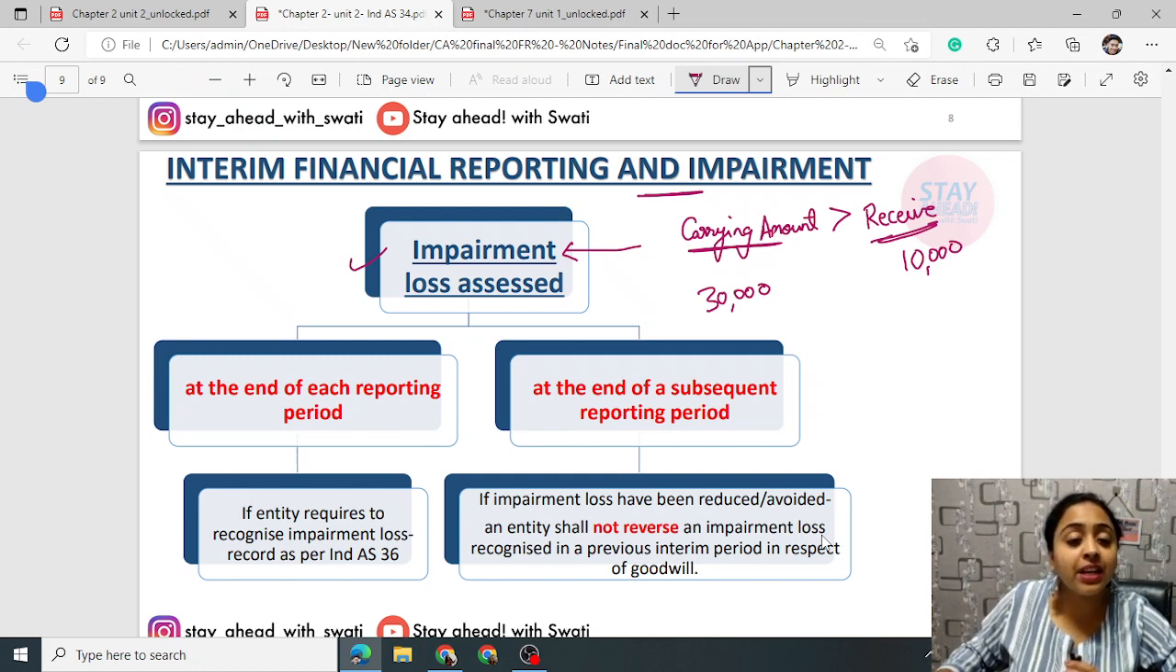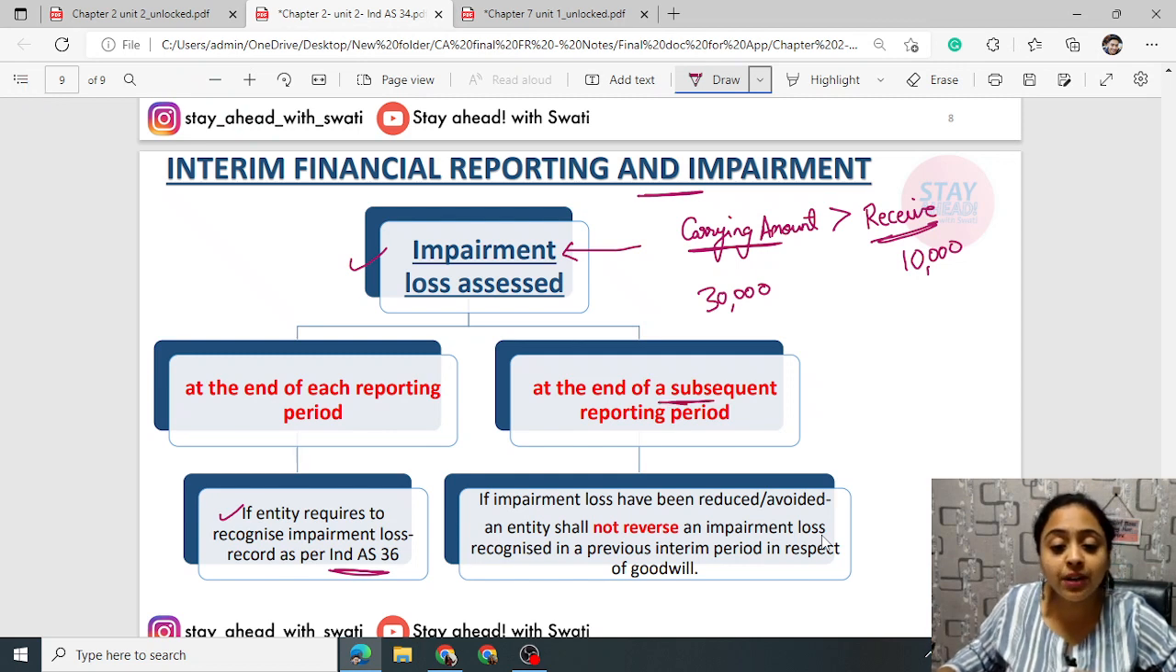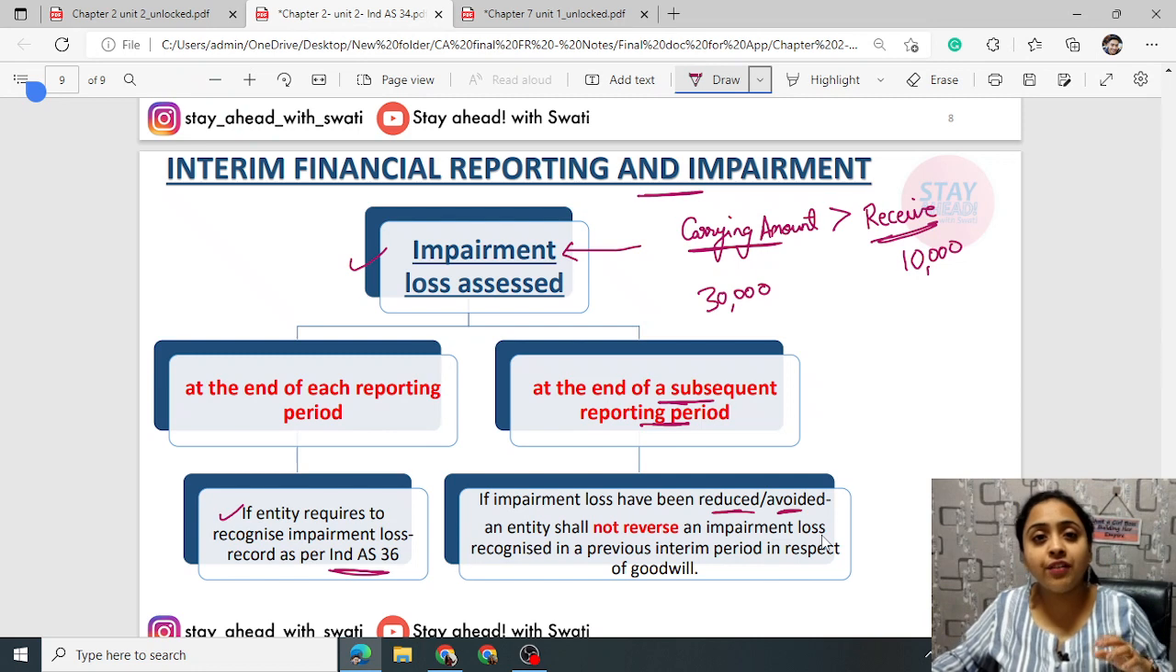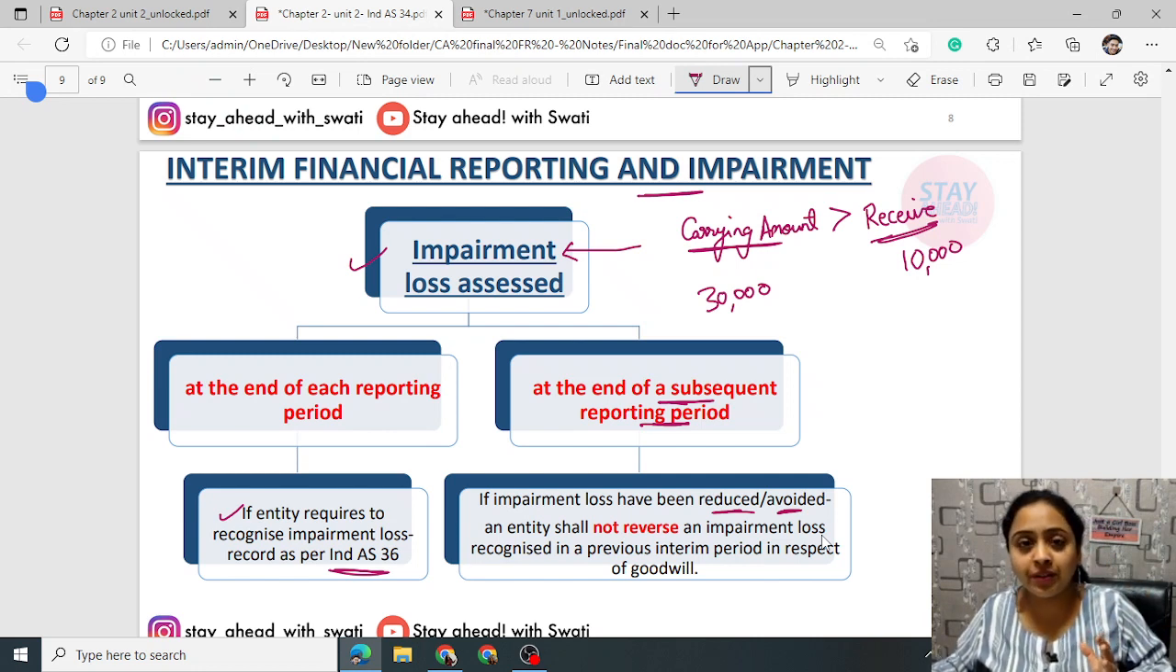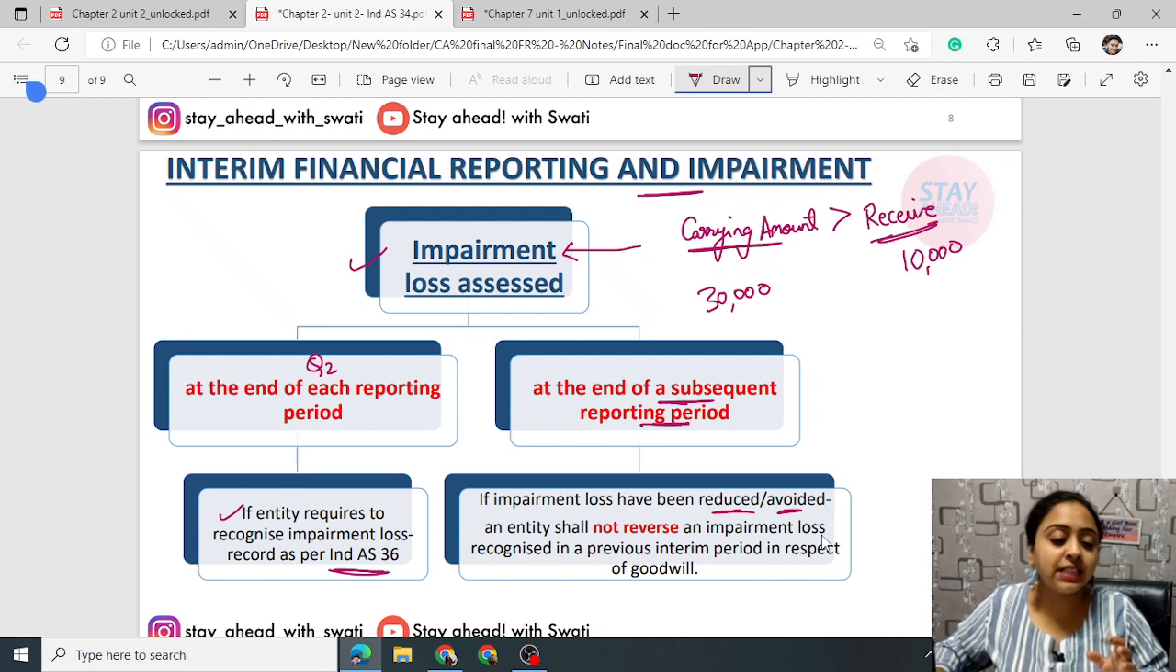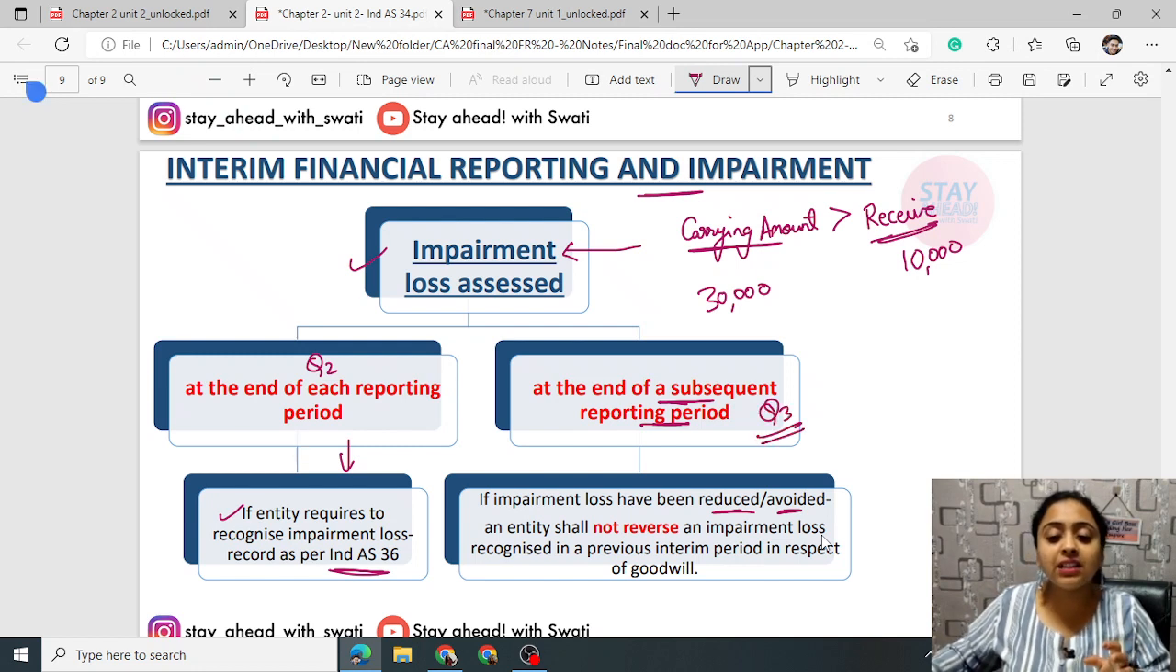So, in case any impairment loss is assessed at the end of each reporting period, if the entity is required to recognize impairment loss, record it as per Ind AS 36. At the end of a subsequent reporting period, the impairment loss may have been reduced or avoided. For example, in quarter 2 you assess that there is a downfall, and you record it as per Ind AS 36. But in quarter 3, the subsequent period, you assess that the 20,000 decline was temporary and it has now increased, so such decrease will not happen.